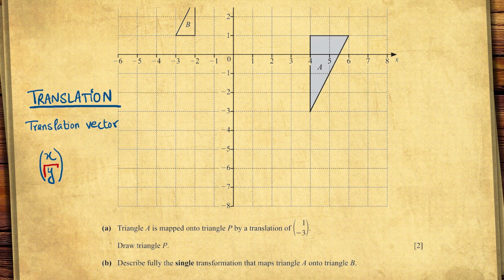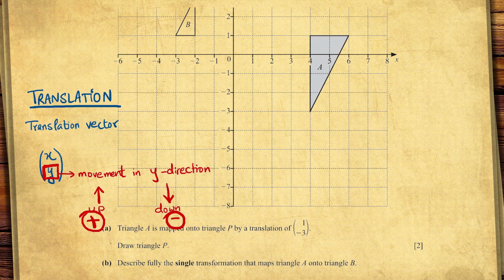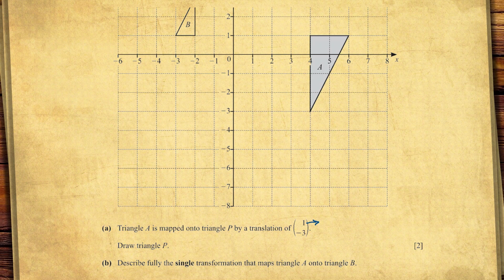And in the translation vector, the bottom value is the y value. That indicates movement in the y direction. That means movement upwards or downwards. Upwards movement is positive and downwards movement is negative. In the translation vector that is given to us, the y value is negative 3 or minus 3. Now the minus sign indicates that movement is downwards, and 3 indicates that it is a movement of 3 units. So the x value of this translation vector tells us that the movement is 1 unit to the right, and the y value of this vector tells us that movement is 3 units downwards.